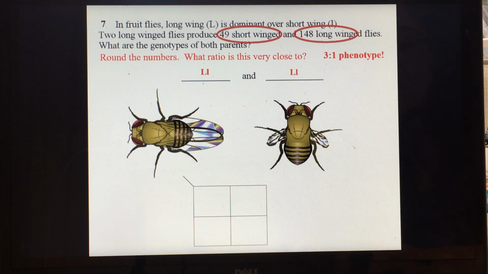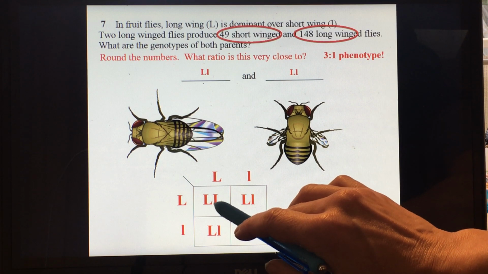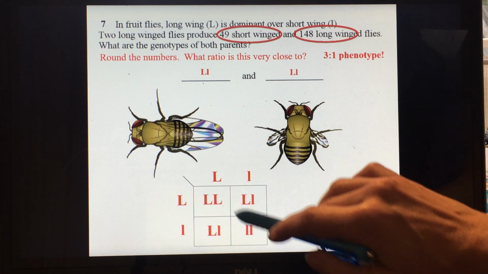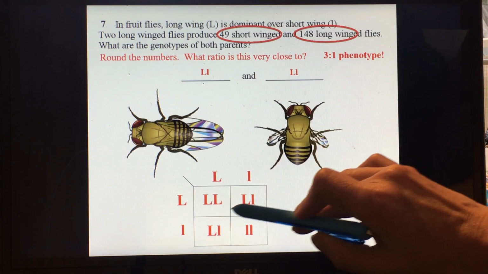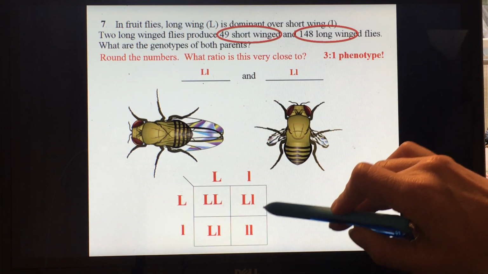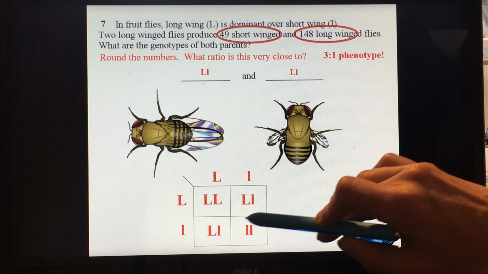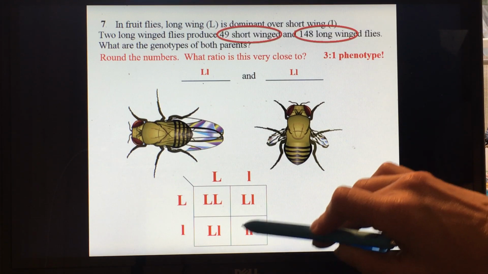And if we do our Punnett square, we are crossing two heterozygous individuals, and we have big L, big L, big L, little L, big L, little L, and little L, little L. So we have one homozygous dominant, two heterozygous, and one homozygous recessive. So all of these individuals would have long wings, and these individuals would have short wings. We would have fewer of them.